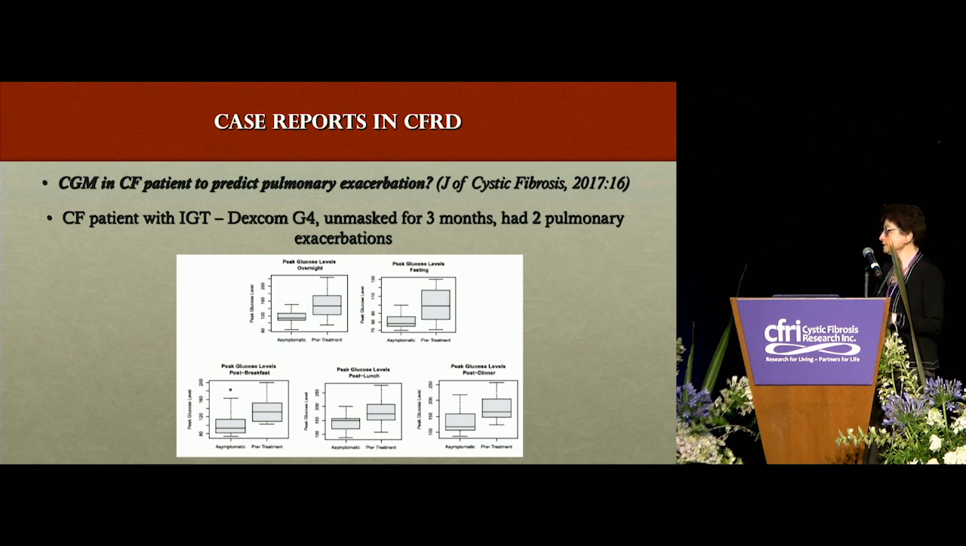Can it possibly predict the pulmonary exacerbations? That's what was addressed in a paper in the Journal of Cystic Fibrosis in 2017. CF patients with impaired glucose tolerance wore the Dexcom G4, again the first generation of Dexcom, unmasked for 3 months, and you can see that the blood glucose levels at all time points were higher, even for 3 months before individuals had a CF exacerbation.